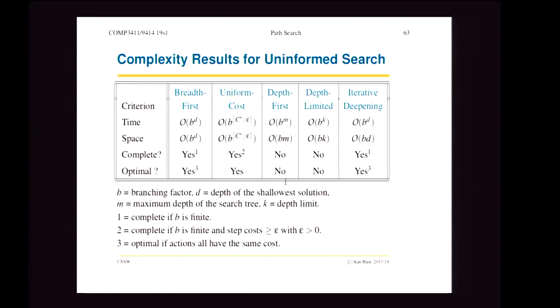Okay, are there any questions about this? Okay, let's take a 5-minute break, and then I'll show you the Prolog code, and then we'll move on to some heuristic search.